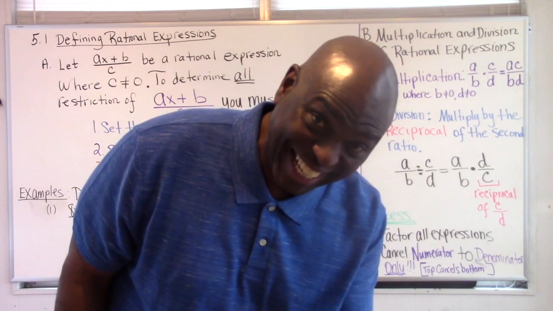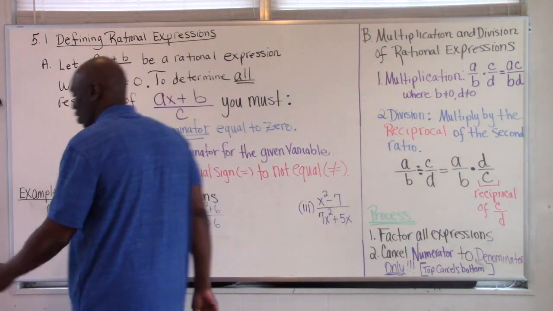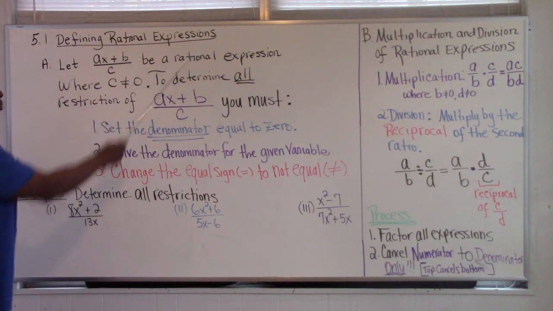Did you copy everything down? Okay, good. Let's get started. All right. So, 5.1. So 5.1 is defining rational expressions.